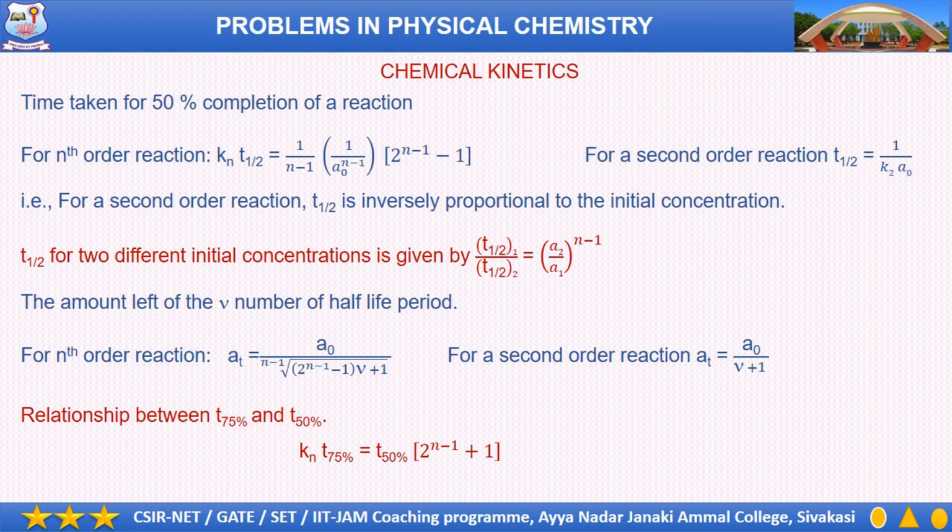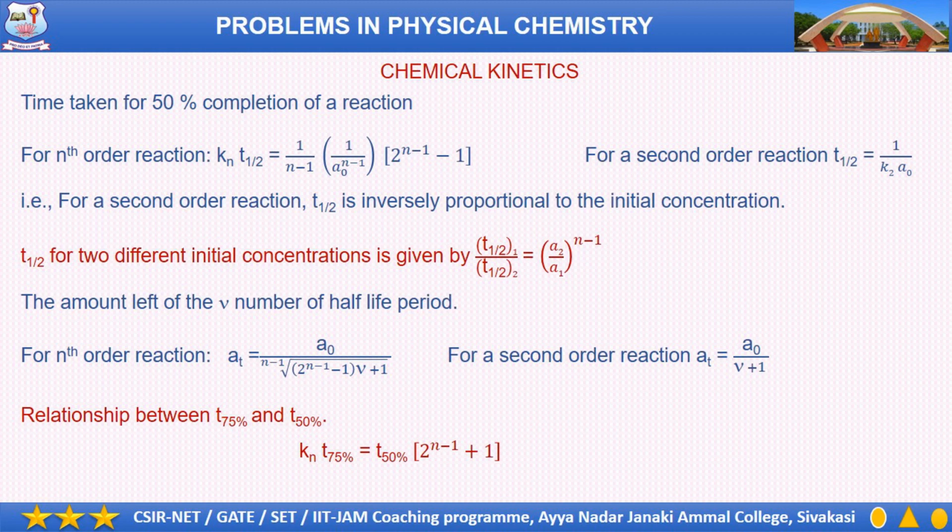And from this, since the initial concentration is given, what are the types of problem that may be asked? Here K2 is a constant, and the initial concentration is a variable of T half. If for this initial concentration T half is this one, what is the T half when the initial concentration is changed? That may be asked. It's a direct substitution.